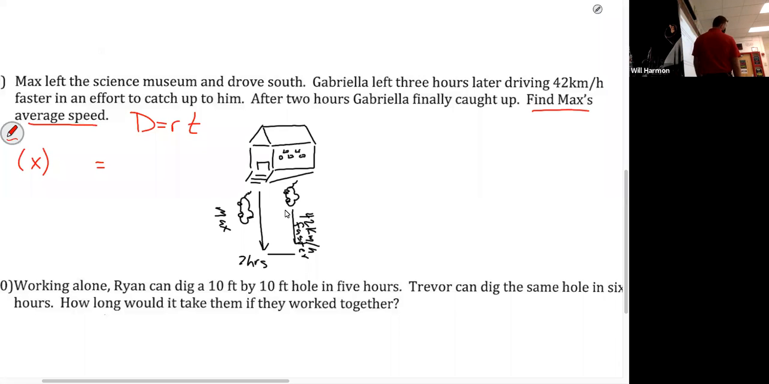How long has Max been driving? It's not 3 hours. Why would it be 5 hours? Well, Gabrielle left 3 hours after Max, and they've been driving together for 2 hours. So after 2 hours of her driving, so 2 hours and 3 hours is 5 hours.